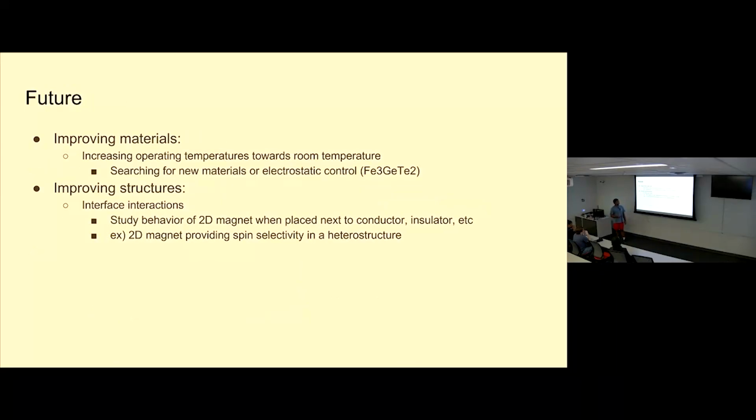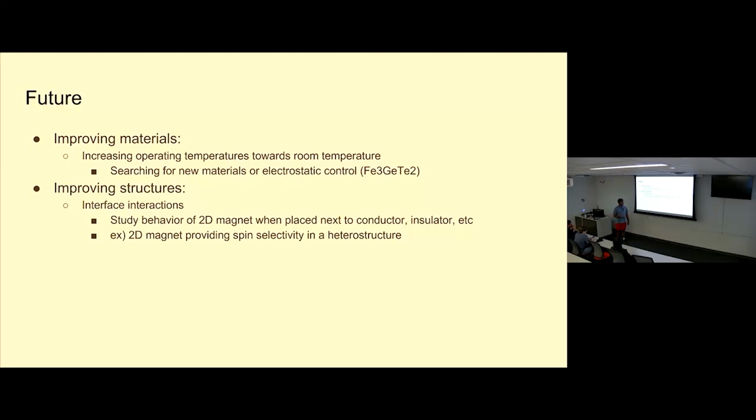So the future of 2D magnets has been divided into two main areas. One is improving the magnetic materials. This means increasing the operating temperatures towards room temperature, as seen in the previous experiment. And this can be done in two ways. You can either search for new magnetic materials, which is a never-ending process, or use electrostatic control of previously discovered 2D magnets, such as Fe3GeTe2, which was one of the previous experiments.